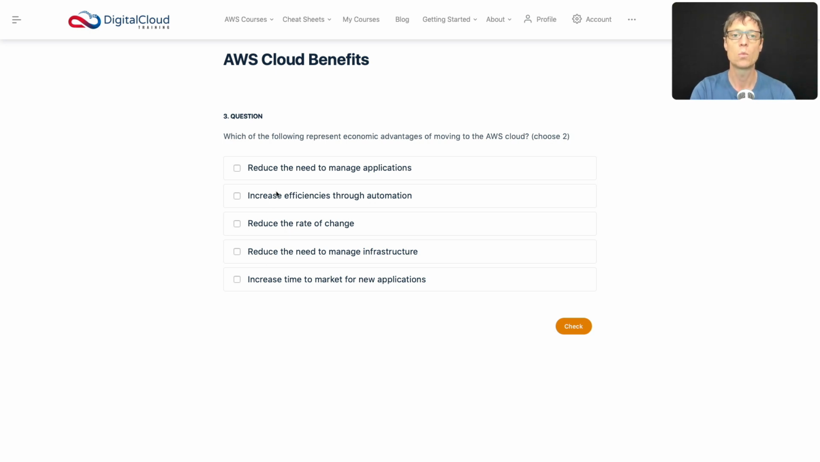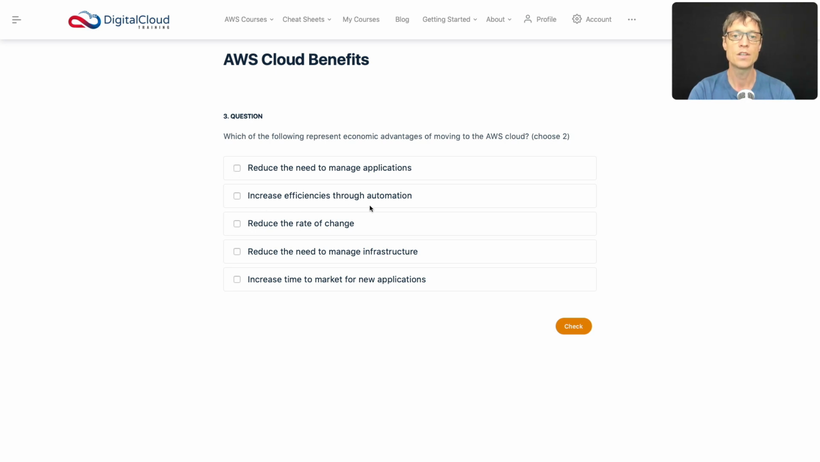Question 3 asks, which of the following represent economic advantages of moving to the AWS cloud? So there are lots of economic advantages. Let's see if we can work them out. So do you reduce the need to manage applications? Well, no, you don't, because you still have applications to manage in the cloud, just as you do on premises. So you're not going to necessarily save costs there.